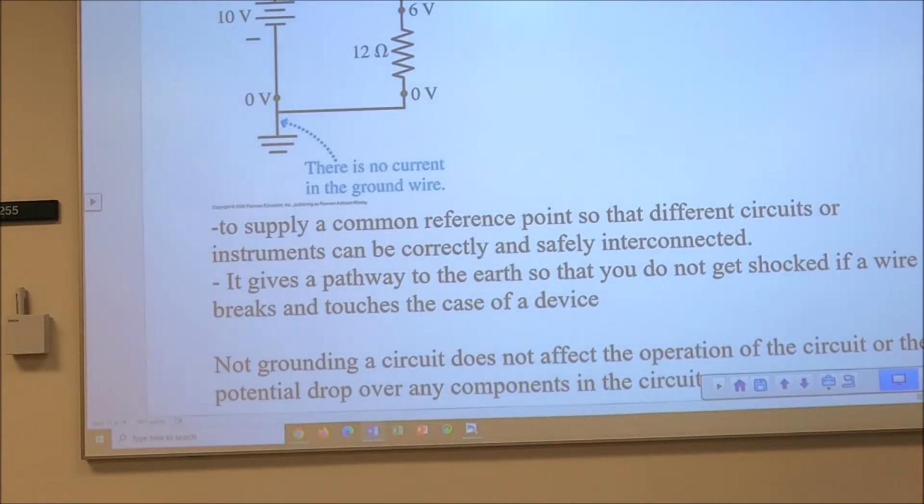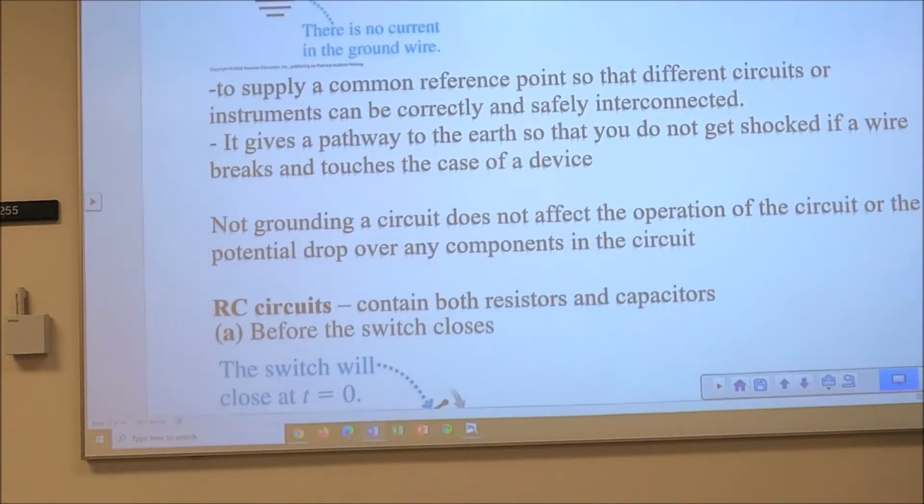The reason that we ground a circuit is to provide a common reference point for different instruments or circuits that we're hooking together. That way, we can assure that we don't have current flowing the wrong way through a circuit when I hook two different things together. It also gives a pathway to ground so that if something goes wrong, you won't get a shock from a wire. It'll shunt it to ground instead of to you, let's say if you touch the case and something has gone wrong.